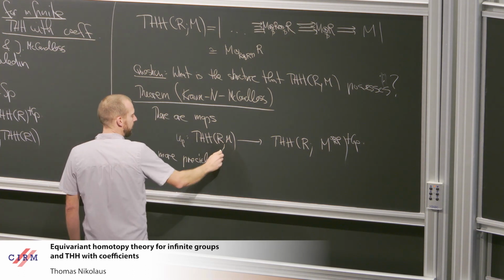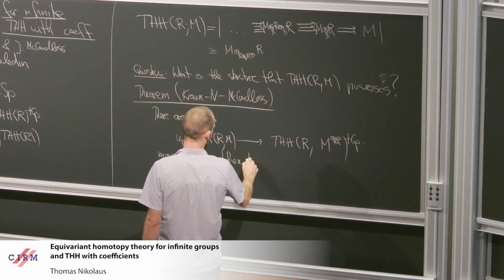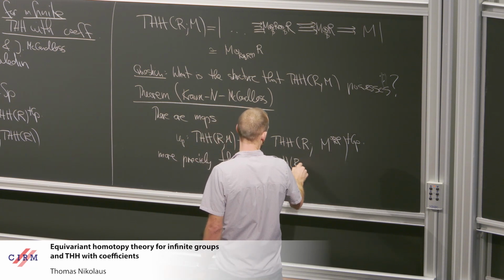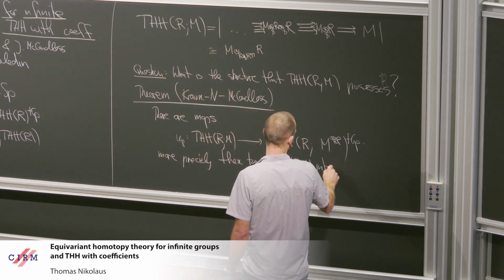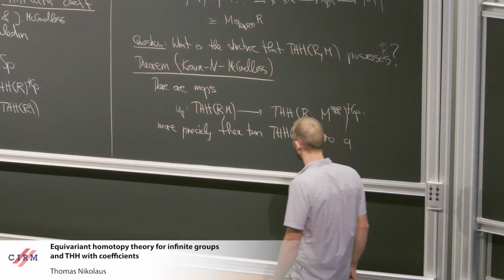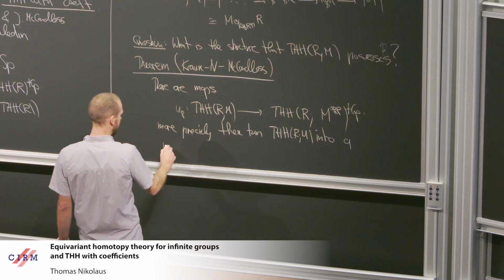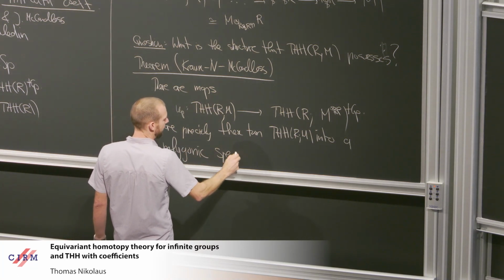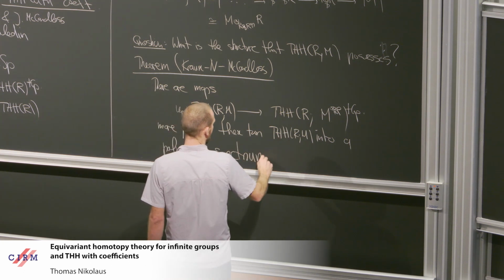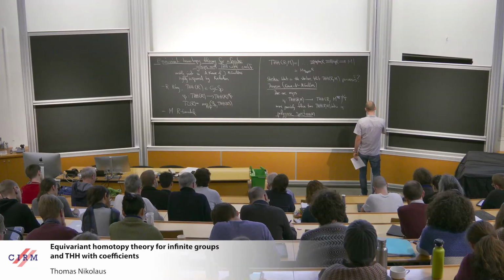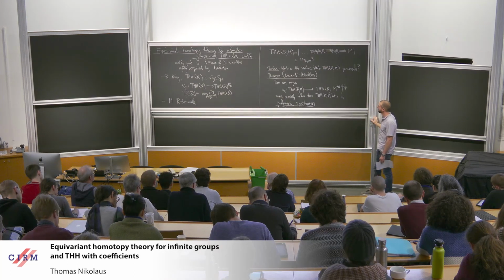these turn THH of R with coefficients in M into what we call a polygonic spectrum. Into a polygonic spectrum. And so let me tell you what a polygonic spectrum is.